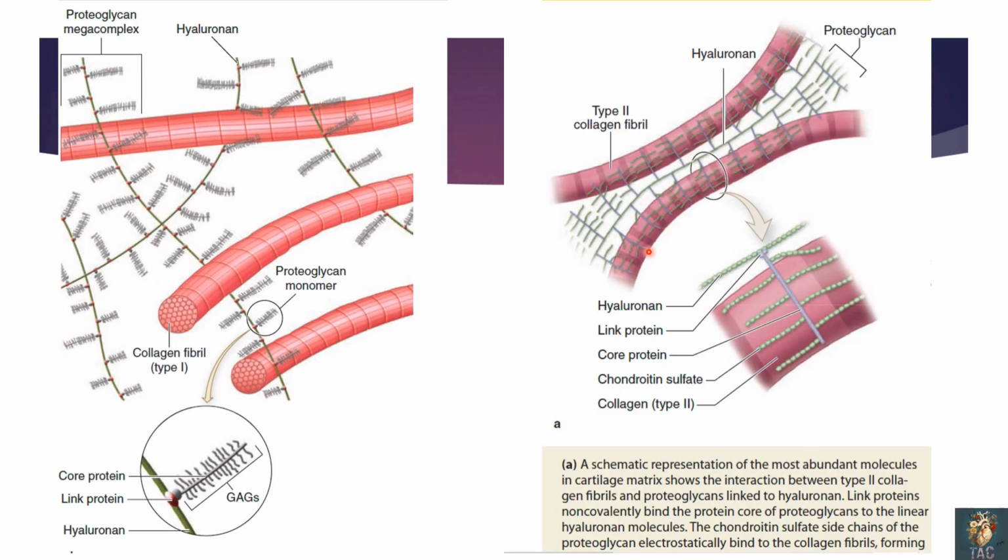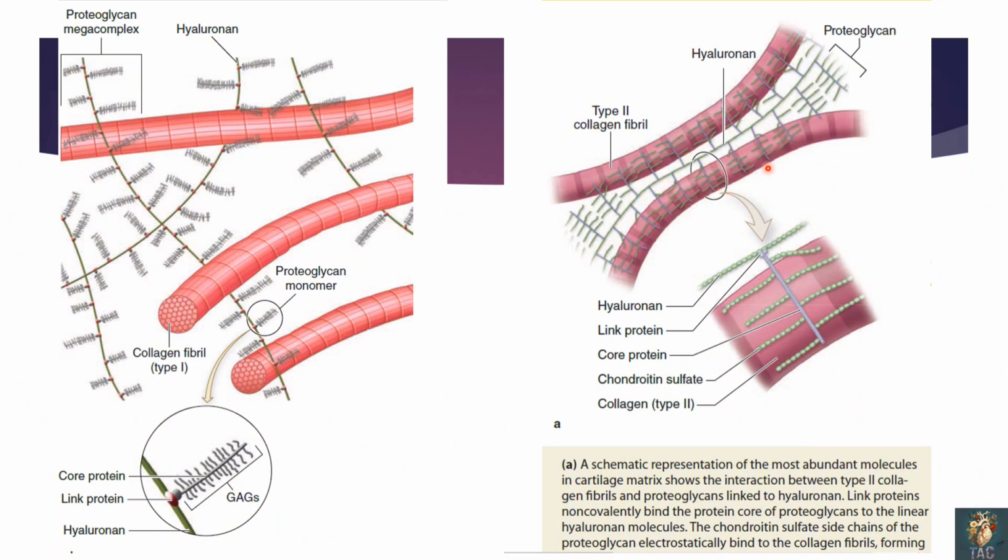This is a detailed diagram in which you can see the aggrecan or the proteoglycan monomer. In the center of this structure you can see the core protein, and attached to the core protein are the GAGs. And this core protein is attached to the hyaluronan by means of the linker protein. So in this slide you can also see this area contains the proteoglycan. In the center you can see the hyaluronan, and these are the collagen fibers.